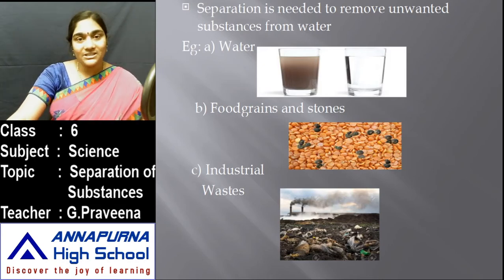So separation is needed to remove unwanted substances from water. To get the useful substances, we have to remove the unwanted substances. As such, from the polluted water, from the stones which are present in the food grains, and from the industrial waste before dumping it into the sea.